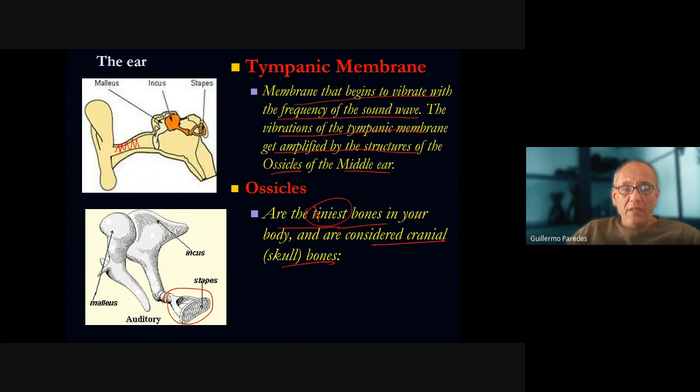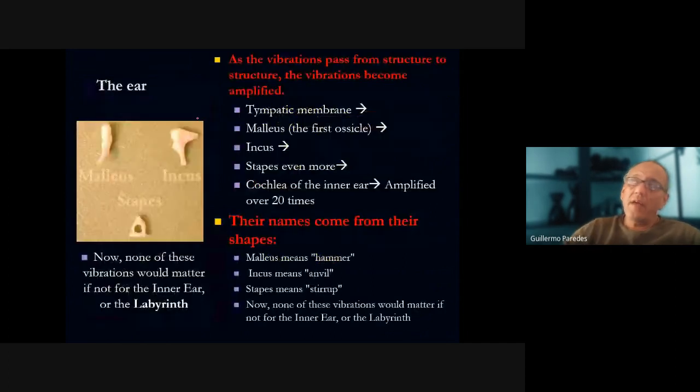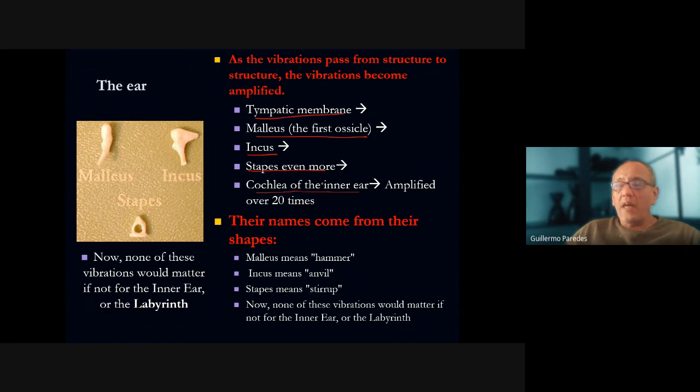So we have here the tympanic membrane amplification of 20 times. That is what then goes through the oval window to contact the vestibule that contains the endolymph, and all things happen. As the vibrations pass from structure to structure, the vibration becomes amplified. Tympanic membrane, malleus, the first ossicle, incus or anvil, stapes or stirrup, and they are going to go to the cochlea in the vestibule. They are going to amplify 20 times. Their names are malleus, M for hammer; incus, N for anvil, the only one that has N; and stapes, T for stirrup, the only one that has T.